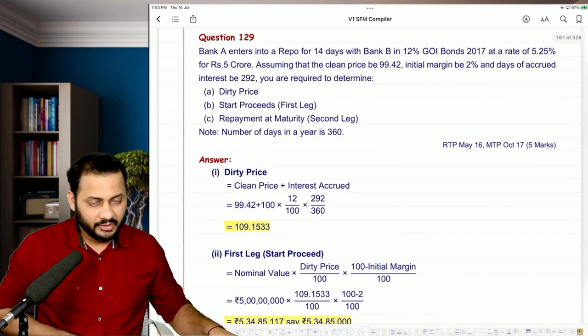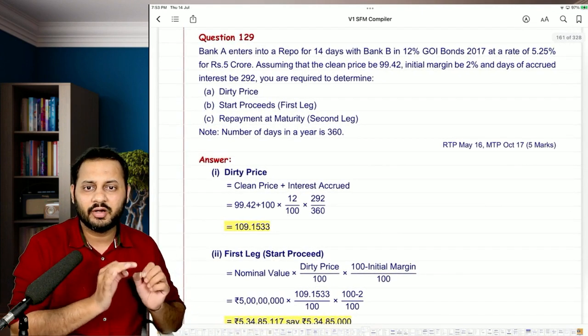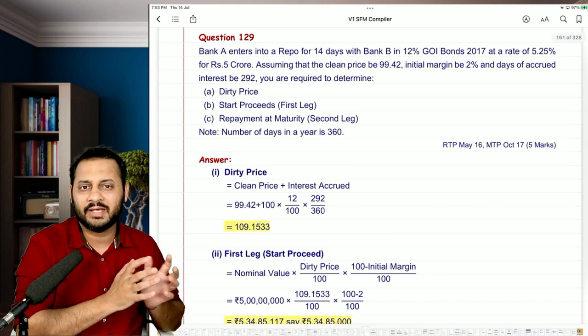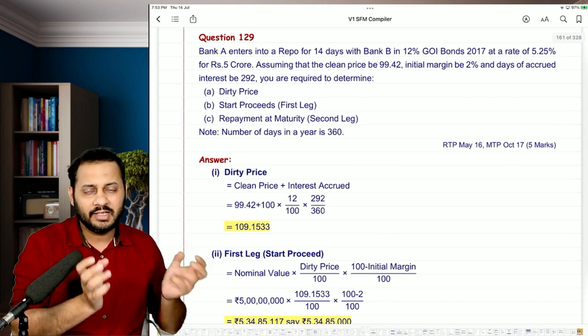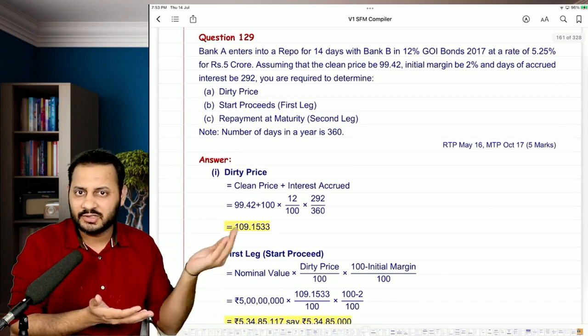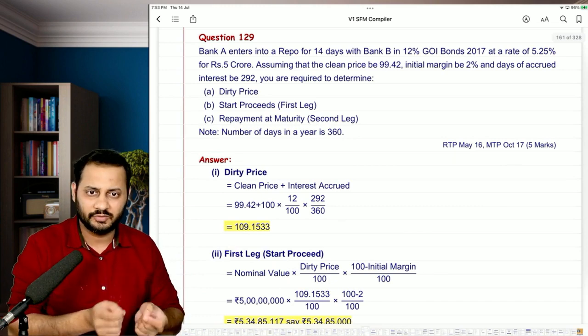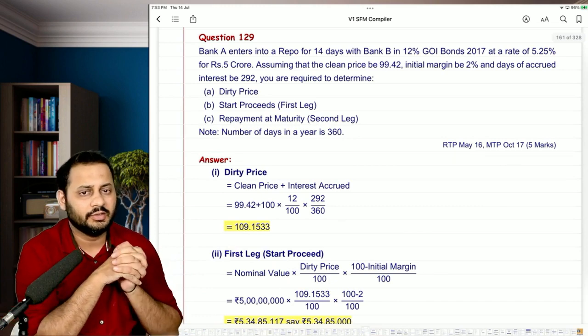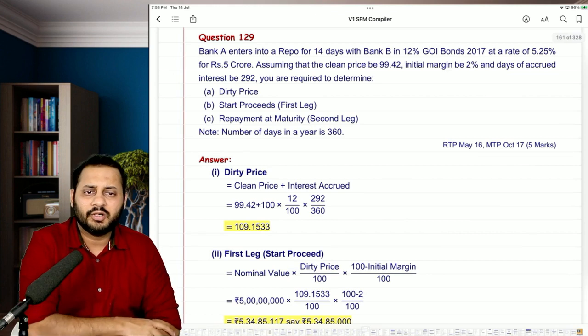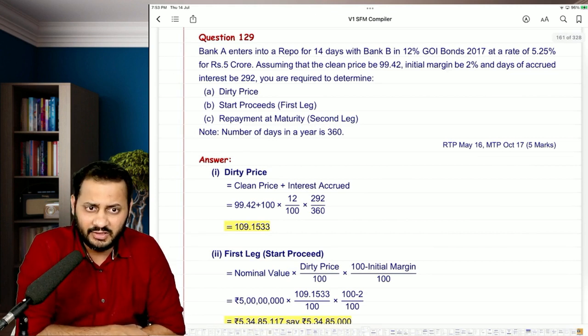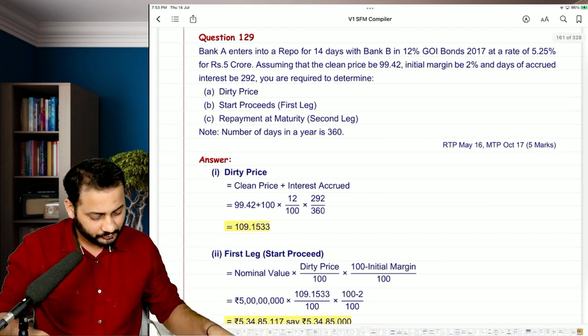Question number 129 in front of you. Bank A enters into a repo for 14 days with Bank B. That means Bank A and B are going to exchange some funds and the securities for 14 days. Okay. In a 12% Government of India bond 2017 at a rate of 5.25% for rupees 5 crore. Have a look.